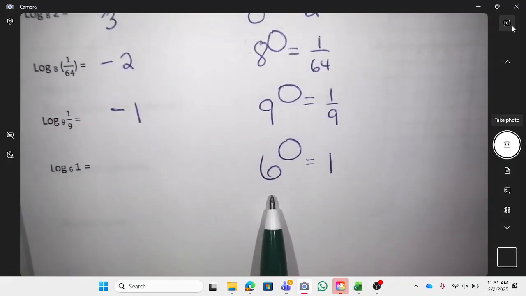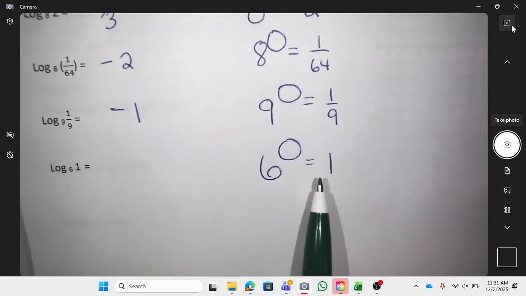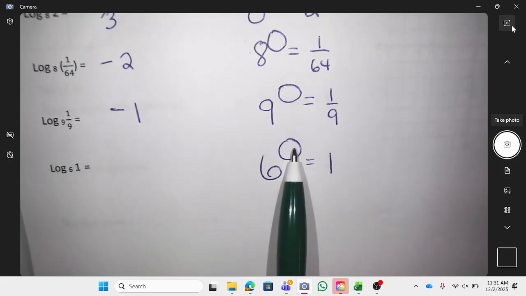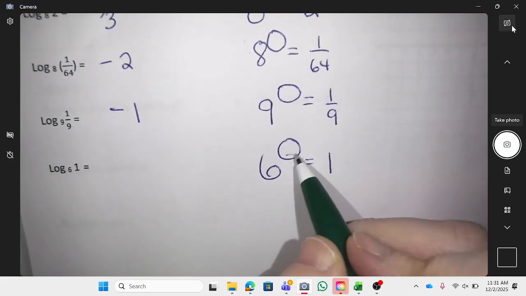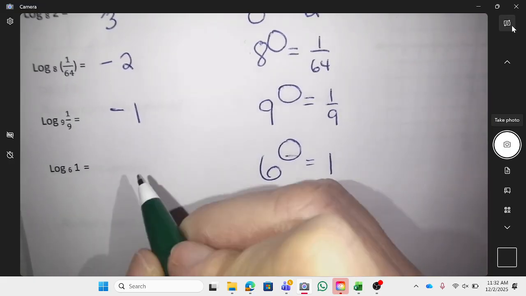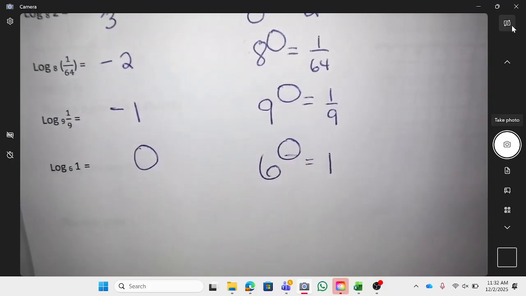And the last one, the base is 6, and we came out with a 1. So what would the exponent need to be up here? 0.